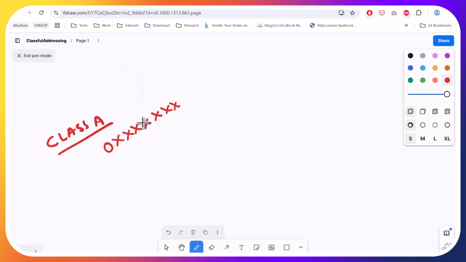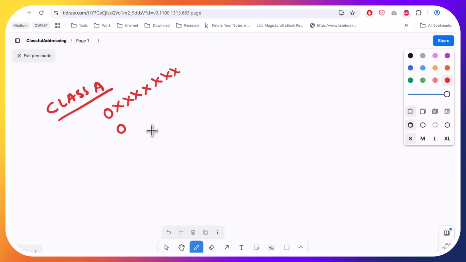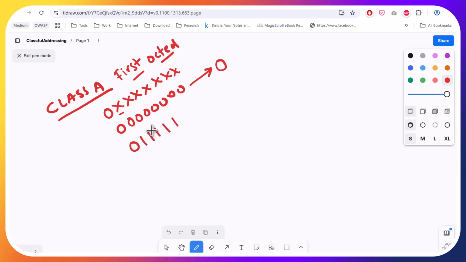So the first bit is fixed. The very first address will be 0 followed by X's, where X means those bits can vary between 0 and 1. Initially all are 0. What will be the decimal representation of this first octet? It's 0, so the value starts from 0. Now all are 1. This is the last, because we are considering everything as 1s.